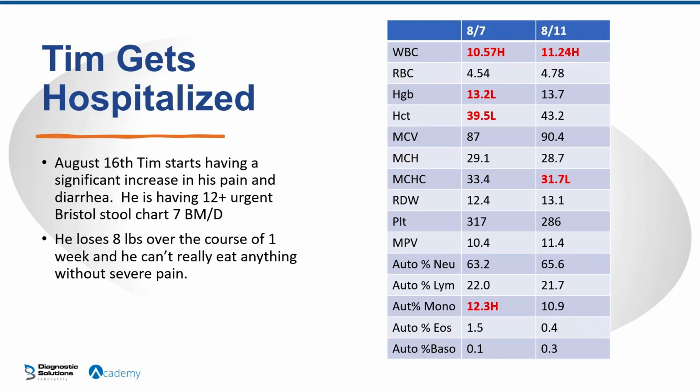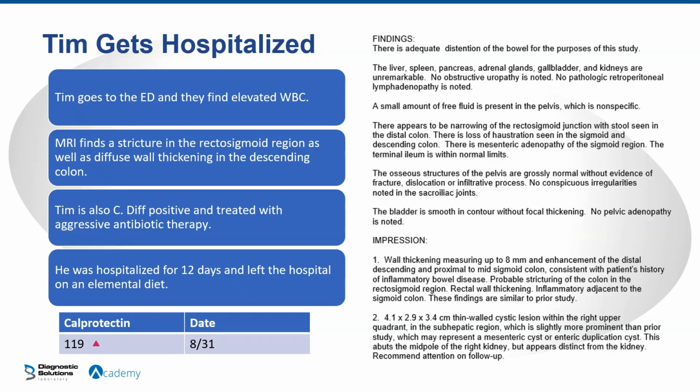It's not uncommon to see elevated white blood cells, similar to what we see with him, lower iron or anemia, and then a change in the differential. When he was in the hospital, they ended up doing a scope and an MRI. And what they found was, if you look at the impression, which is on the bottom right part of the slide, you'll see wall thickening measuring up to 8 mils of enhancement of the distal descending and proximal to mid-sigmoid colon, consistent with the patient's history of inflammatory bowel disease, probable stricturing in the colon in the rectosigmoid region. The rectal wall thickening and inflammatory adjacent to the sigmoid colon, the studies were similar to a prior study.